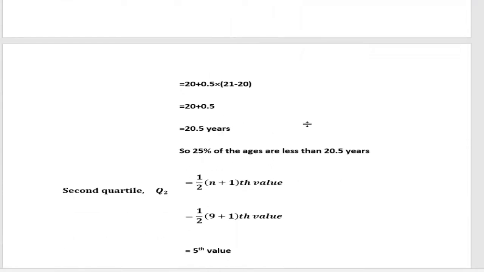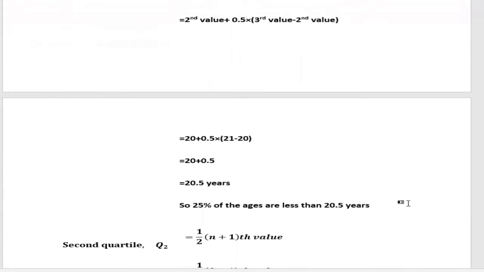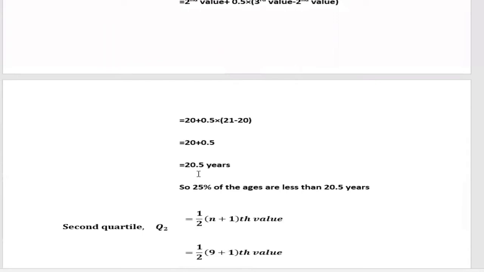And what is the comment? We learned already: 25% of ages are less than 20.5 years. So this is the first quartile. That is, 25% of the ages out of 9 ages will be less than 20.5 years.